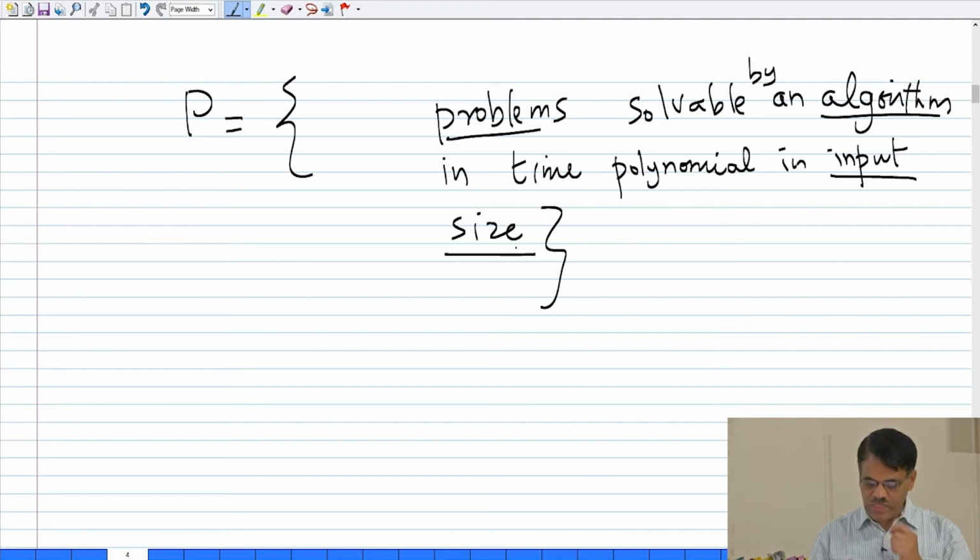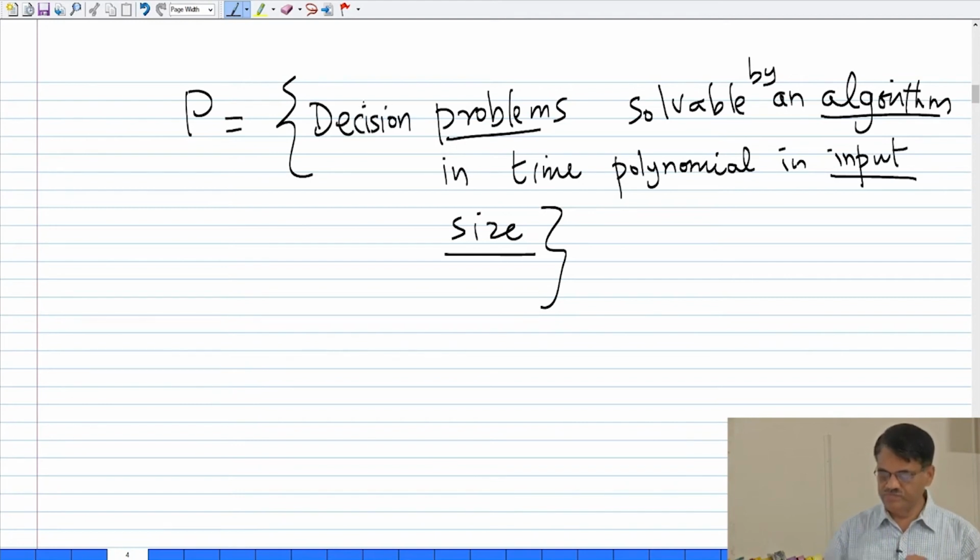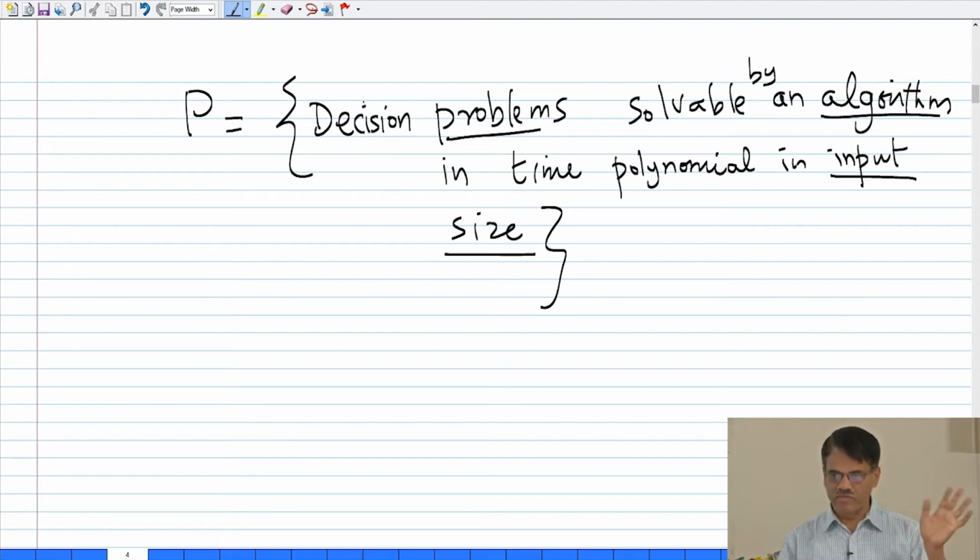And also, for some technical reason, I am going to focus on decision problems. What are decision problems? These are problems for which the answer is yes or no. So, find the max flow in the network is not a decision problem. Is the graph bipartite is a decision problem, as are is the graph Hamiltonian, is the graph Eulerian. Is the input sorted? These are all decision problems where the answer is yes or no.